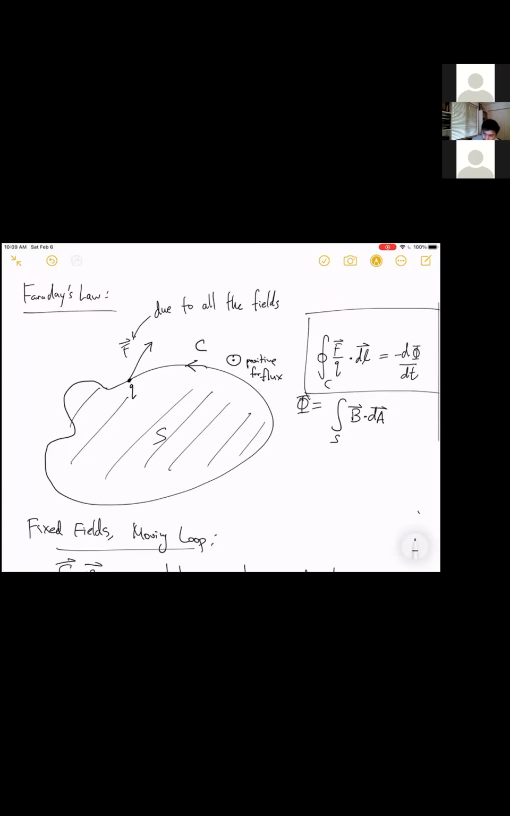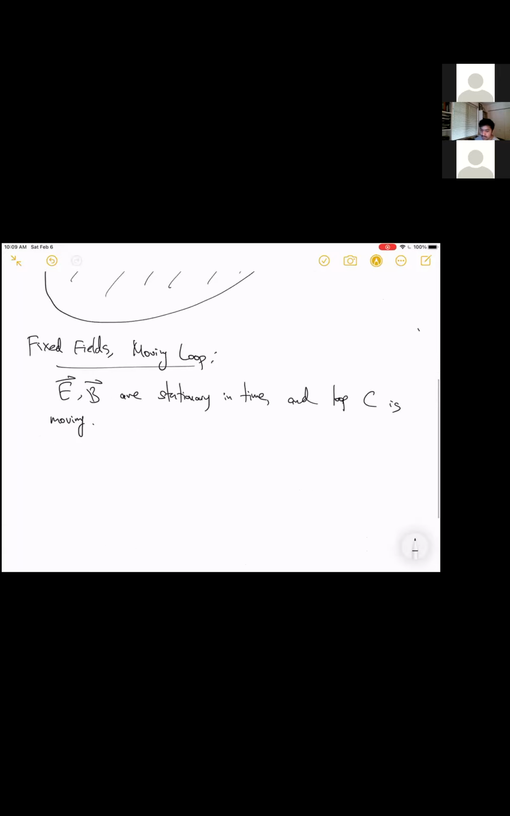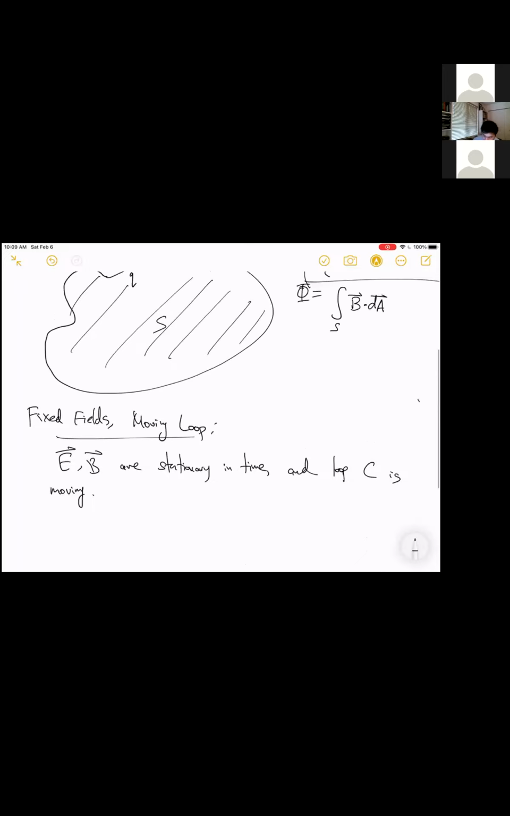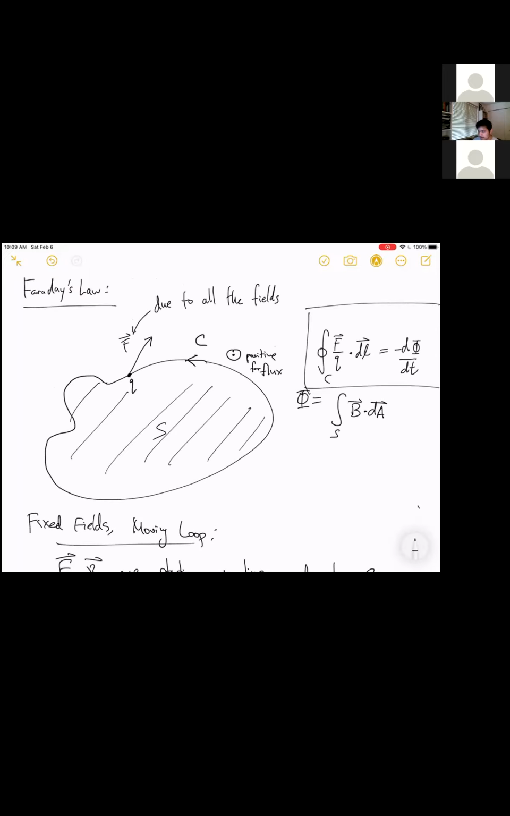Okay, if not, we'll just talk about the fixed fields moving loop case. So here it turns out that, like I said, there's a force felt by the charges, and it's due to the fact that the loop is moving, and that causes a velocity for the charge, and that causes a QV cross B force from the magnetic field, and obviously whatever force from the electric field. So in this case, when the fields are not changing in time, but the loop is moving, you can account for Faraday's law entirely through a QV cross B force.